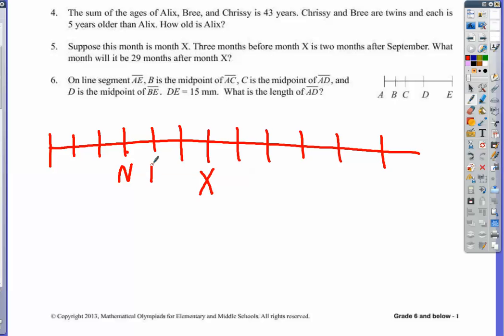So here's December, January, February, March, April, May, June, July, August, September, October. And let's just verify that we're right here. So suppose the month X, 3 months before month X, 1, 2, 3, is 2 months after September. 1, 2, okay. So it's February. What month will it be 29 months after X?